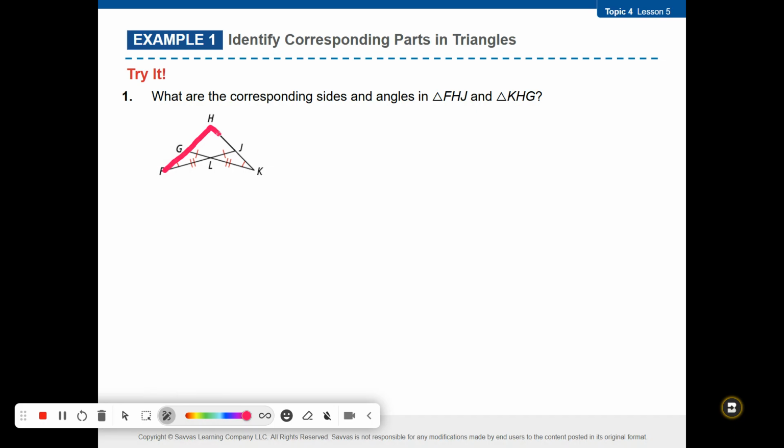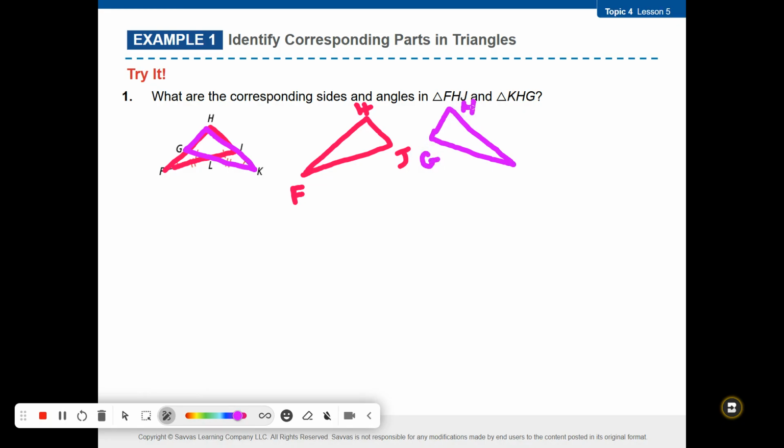So here is my first one, okay? So I'm physically just going to draw that. So I have F, I have H, I have J, and here is my second one. So here I have G, I have H, and then I have K. Now the hardest part about overlapping triangles is that you have to remember that everything that is here still applies, okay?